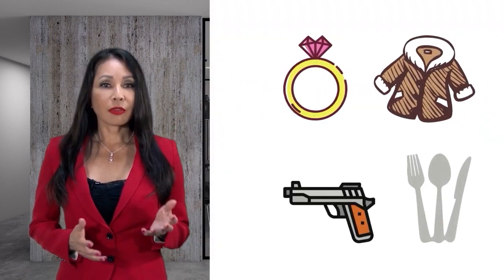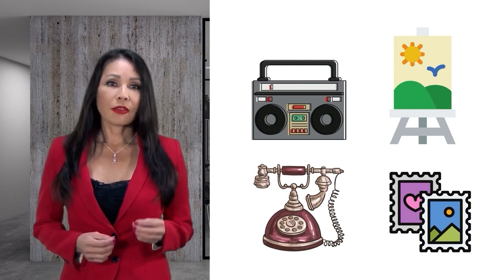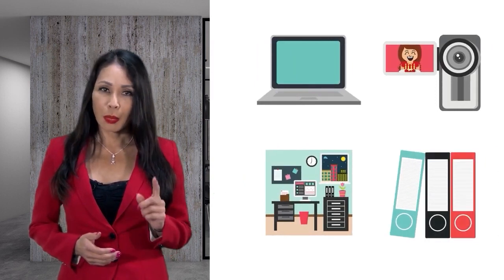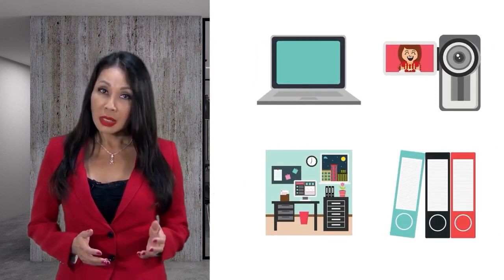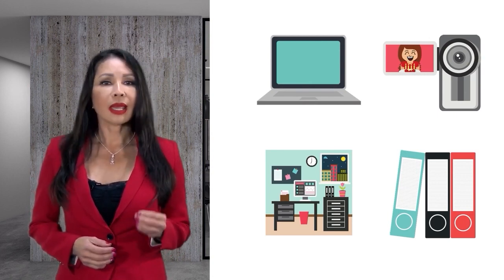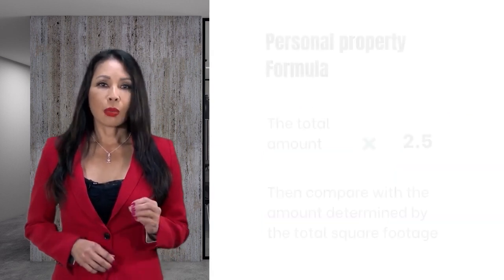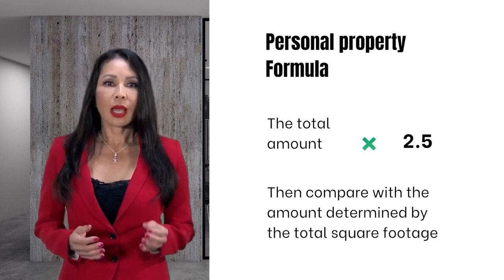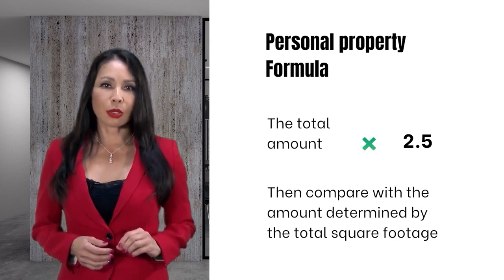Jewelry and furs, firearms, goldware and silverware, electronics to include TV, stereos and speakers, fine arts, antiques, rugs and collections, computers, both hardware and software, cameras and camcorders, business property including inventories and samples, office equipment, office supplies. Once an amount is determined, I will take the total amount times 2.5, then compare that with the amount determined by the total square footage and go with the larger amount.